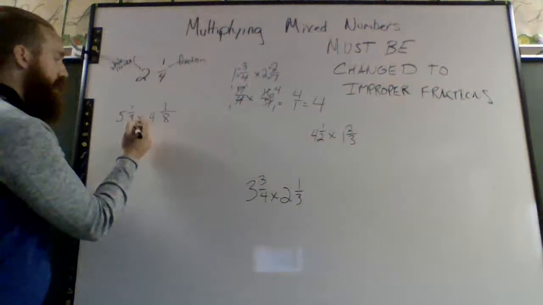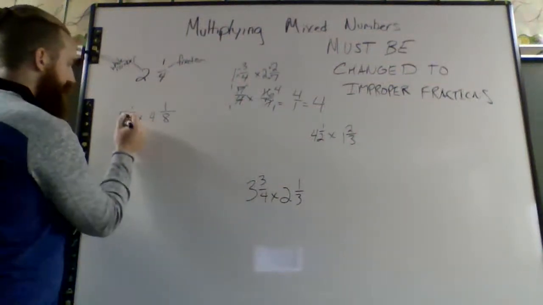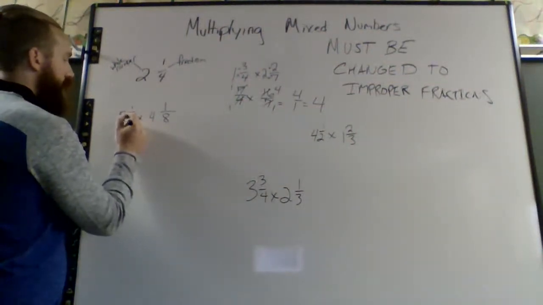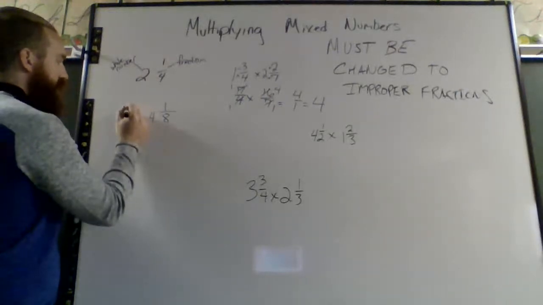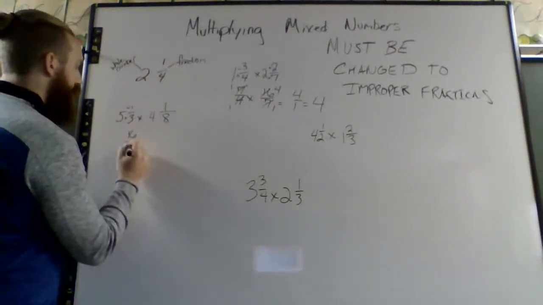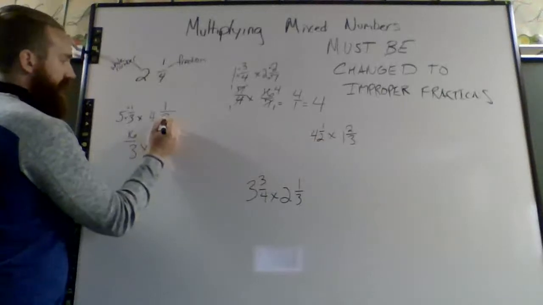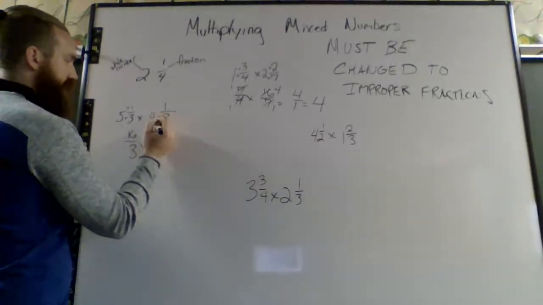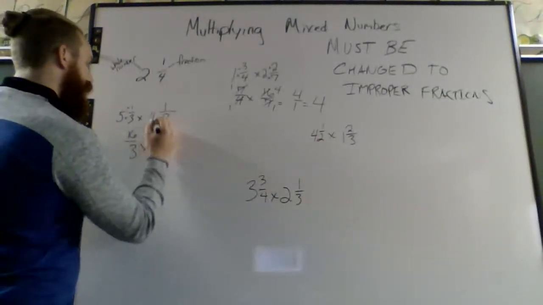Okay, let's come back over here to this one. 5 1/3 times 4 1/8. 5 times 3 is 15 plus 1 is 16 over 3. 8 times 4 is 32 plus 1 is 33 over 8.